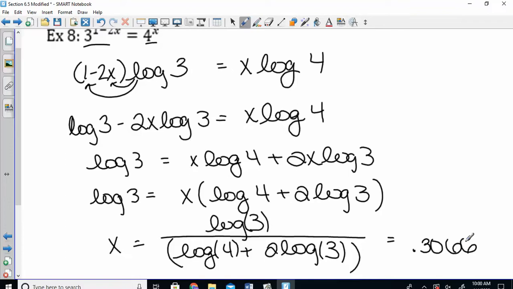You can always check these by plugging it back in. If I put that in, I might get 1.5295 and 1.5296 for each side. So they are very, very close to one another.